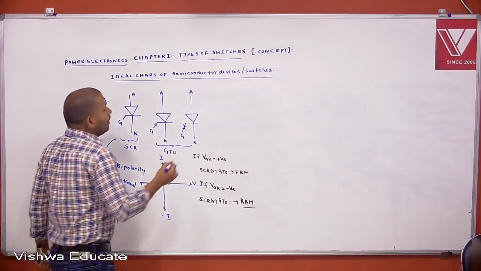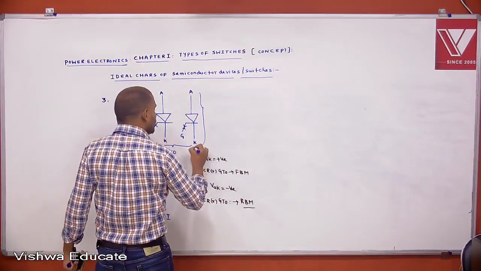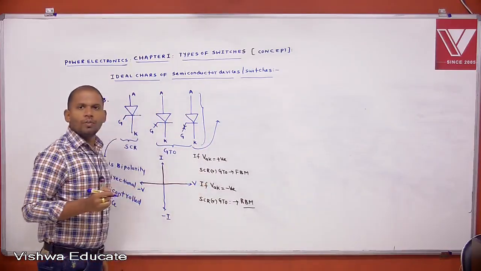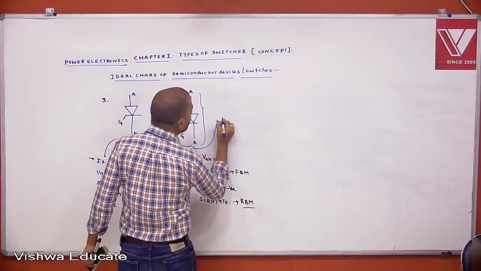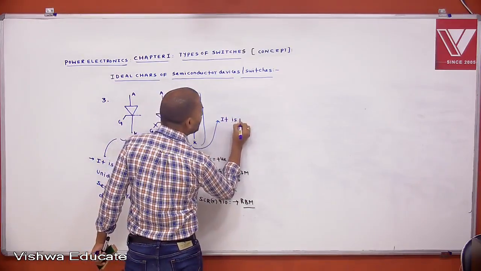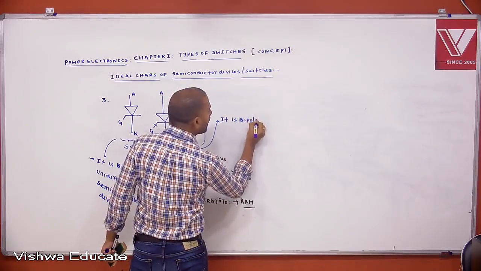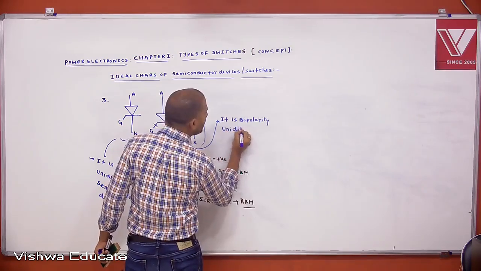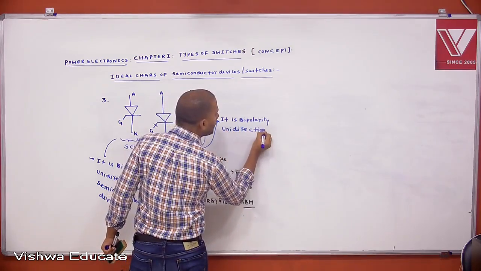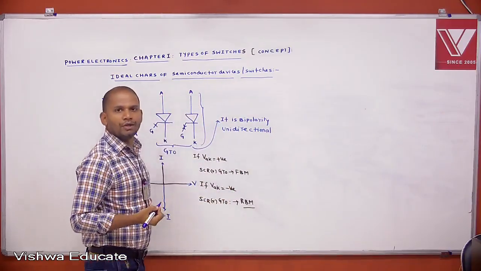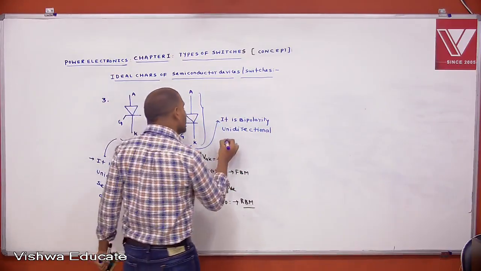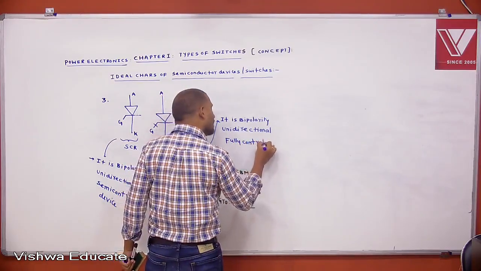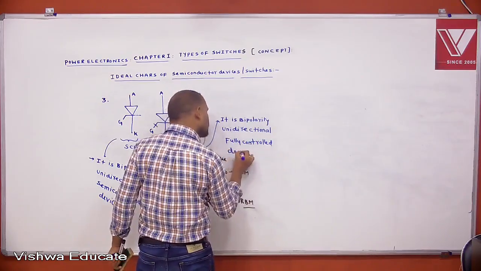What about GTO? The GTO is the example of, it also blocks how many polarities? Two polarities. It is bipolarity, unidirectional, fully controlled device. Why is it fully controlled? The definition of fully controlled I have already given.